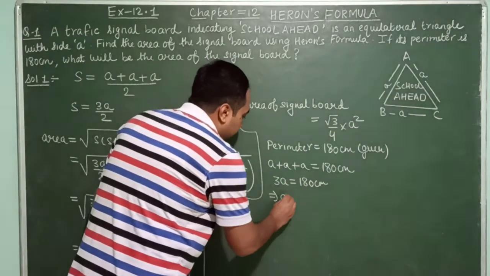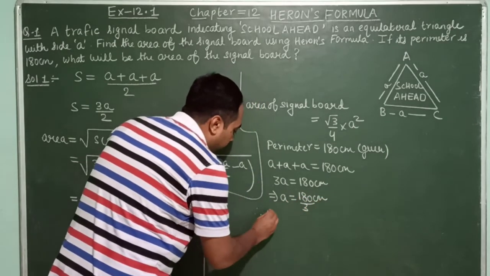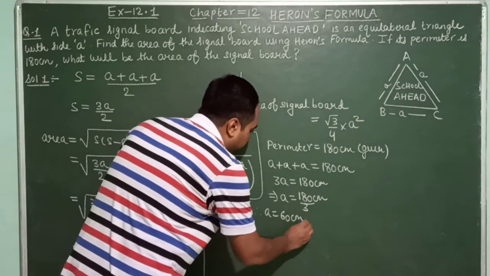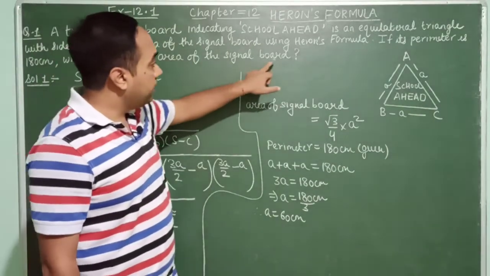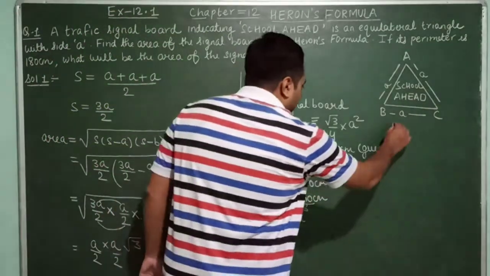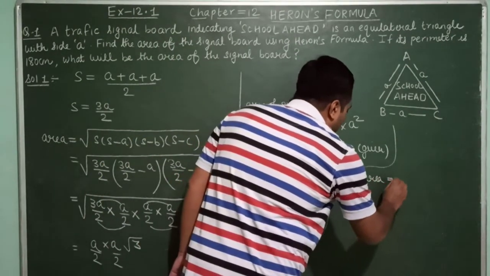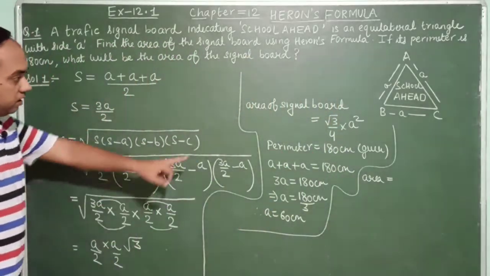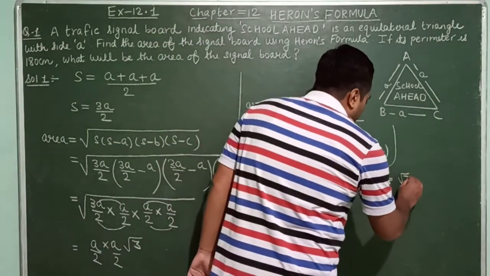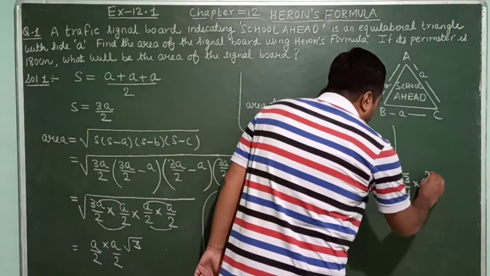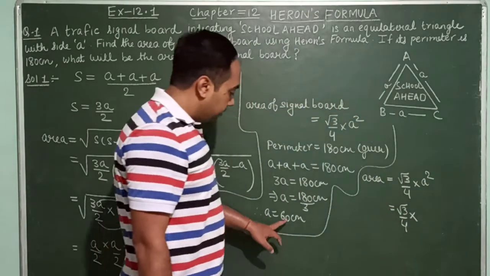So this implies A is equal to 180 centimeter upon 3. So therefore A is equal to 60 centimeter. Correct? Now we will calculate area of the signal board. So I am writing over here area of signal board is equal to root 3 upon 4 into A square. This is equal to root 3 upon 4, A is 60.